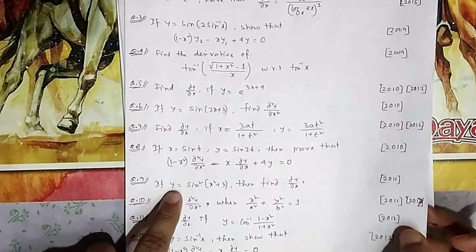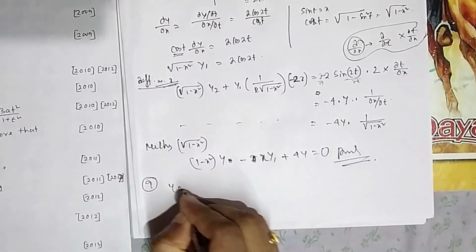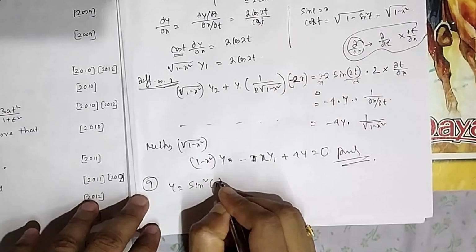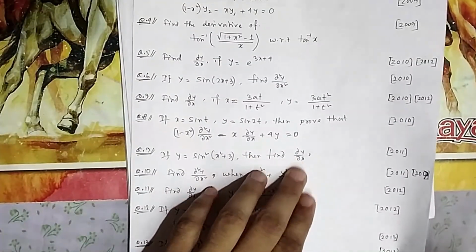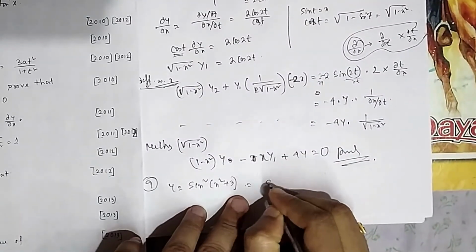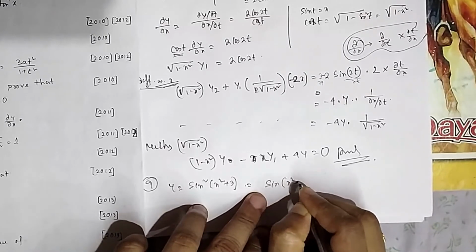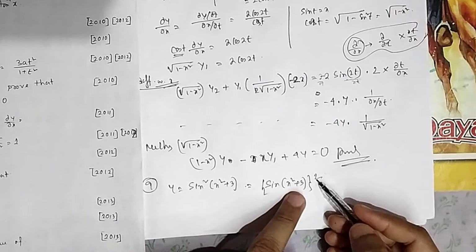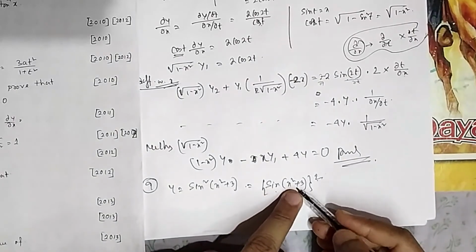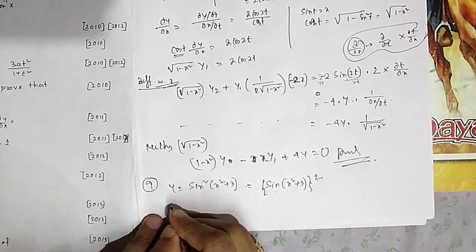Next, if you come to question number 9, if y is equal to sin square of x square plus 3, again they are asking to find dy by dx. So you can see here how many functions are inside this function. If I write it as sin squared of x square plus 3, how many layers are there? First outer layer is square, then sine, then this. So you have to take one layer out at a time.